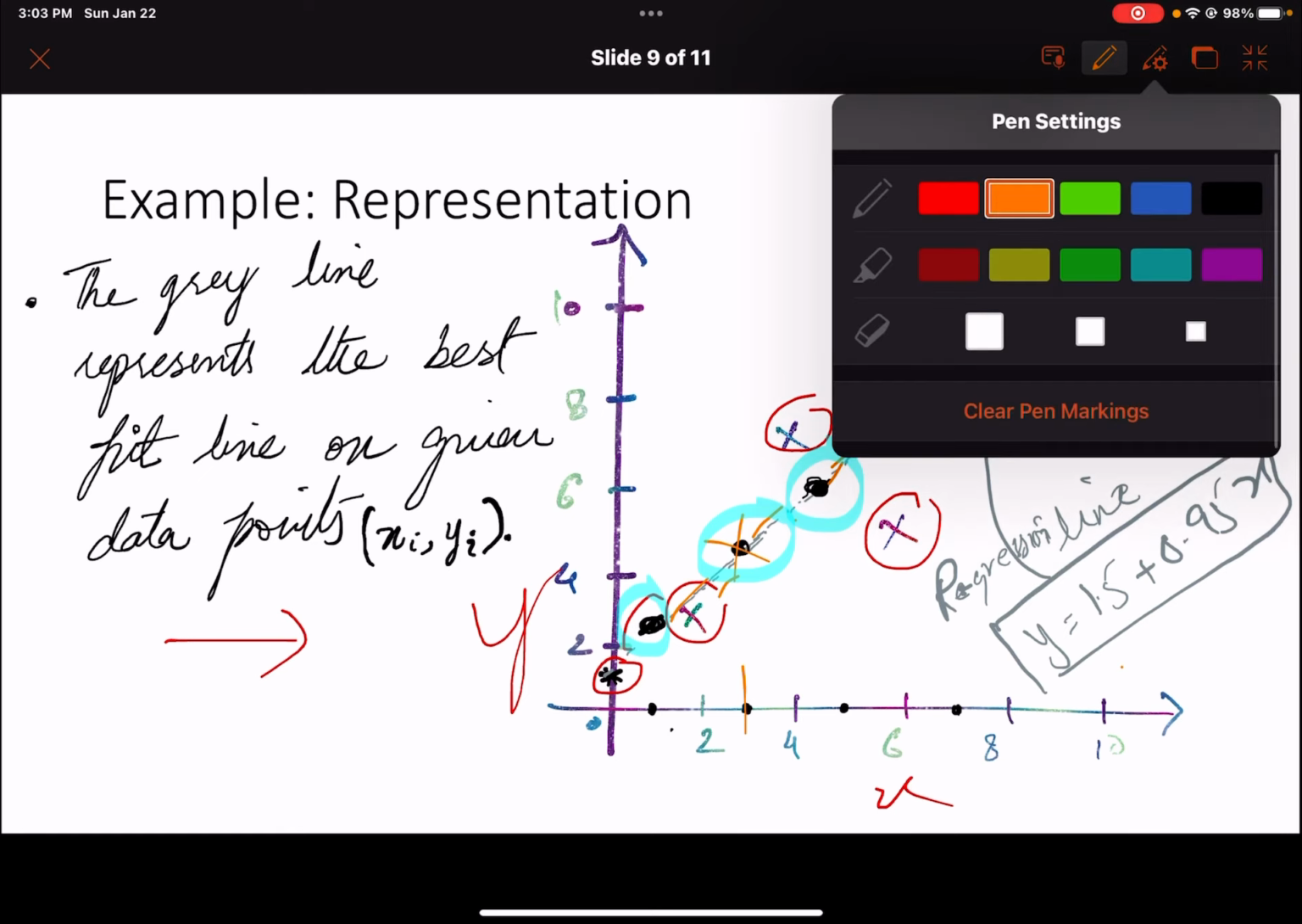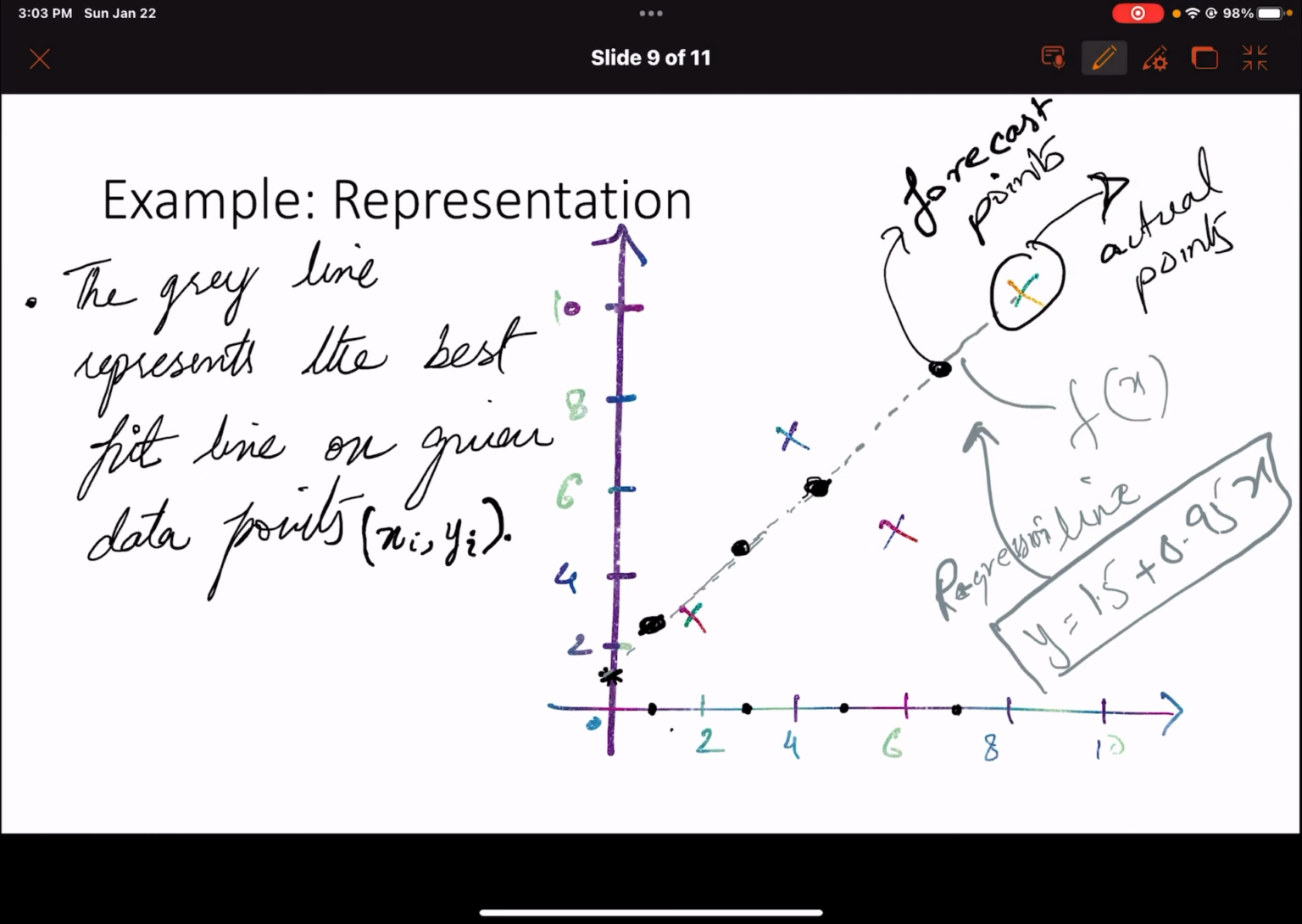Now, one more thing I want to mention over here is that you can see that some of the points are below the best fit line and some of them are above. That is how we estimate the residual, calculate the residuals, and then try to minimize the residuals.